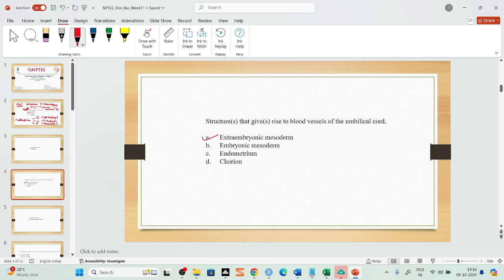So the embryo is connected with the placenta with the help of this umbilical cord, and this umbilical cord is derived from your extra embryonic mesoderm.